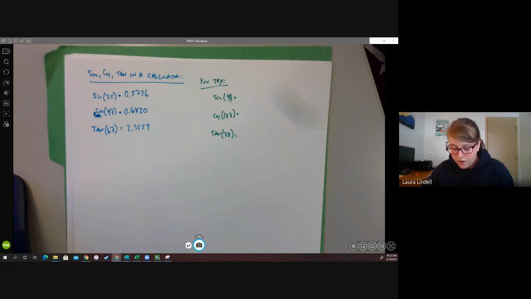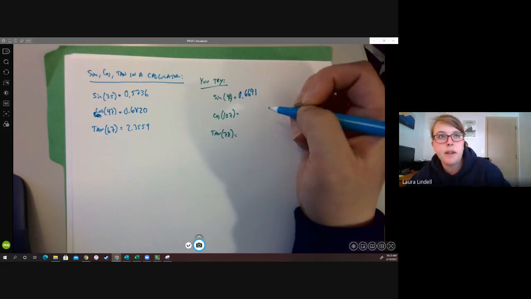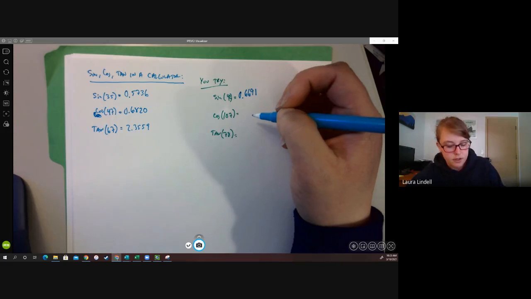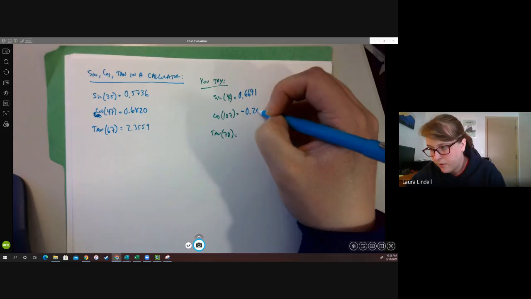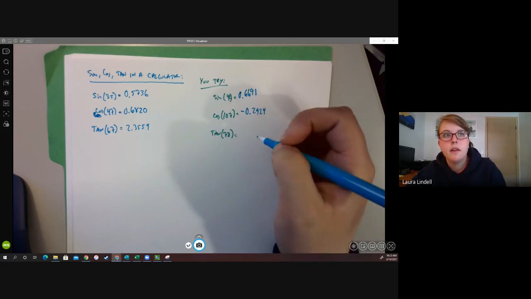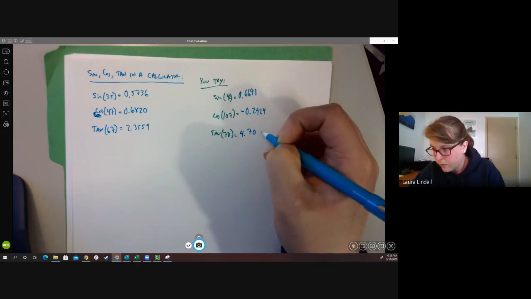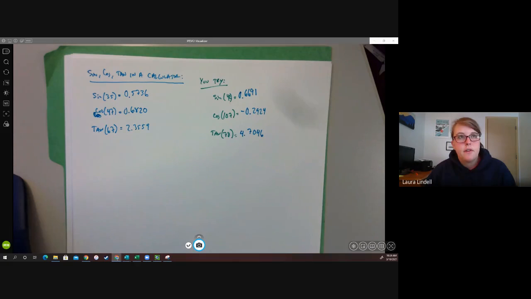Awesome. Okay. So for sine of 42, we should have gotten 0.6691. If you got something else, you might have typed something wrong, or your calculator might be in the wrong mode. So make sure we troubleshoot that. Cosine of 107 should be negative 0.2924. And then tangent of 78 would be 4.7046. Okay. So there we go.